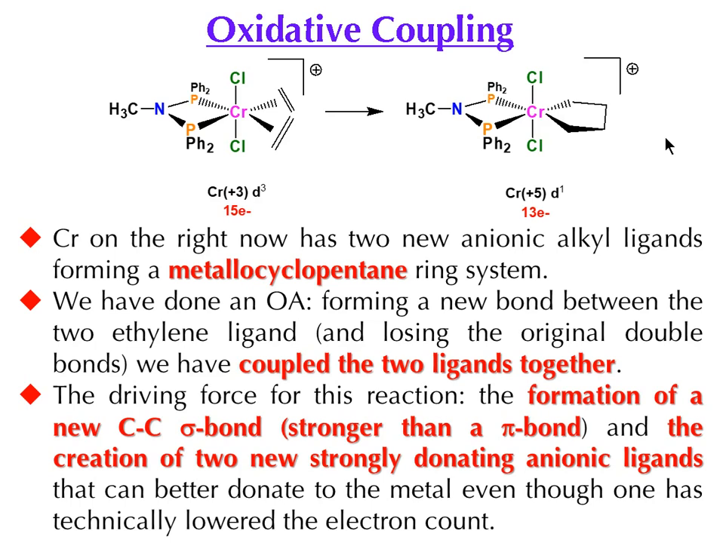So this reaction is only an oxidation. It could not be noted as oxidative addition. What happened in this type of reaction? We have two alkenes that are coupled to form a metallocycle. So this is an oxidative coupling and not an oxidative addition. So chromium on the right has two anionic alkyl ligands forming a metallocyclopentane ring.